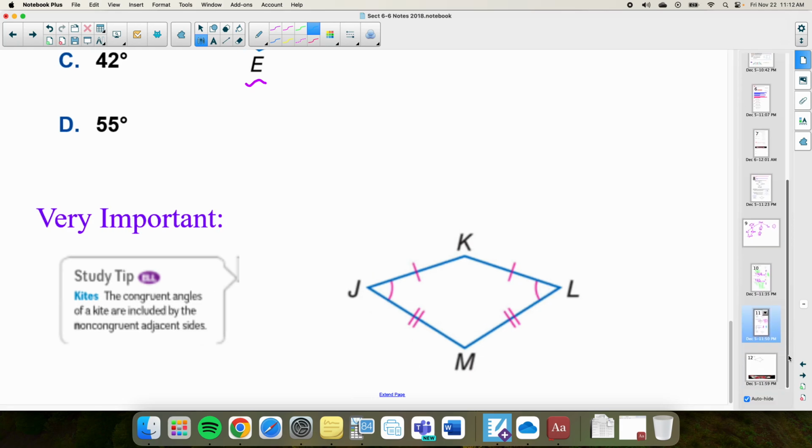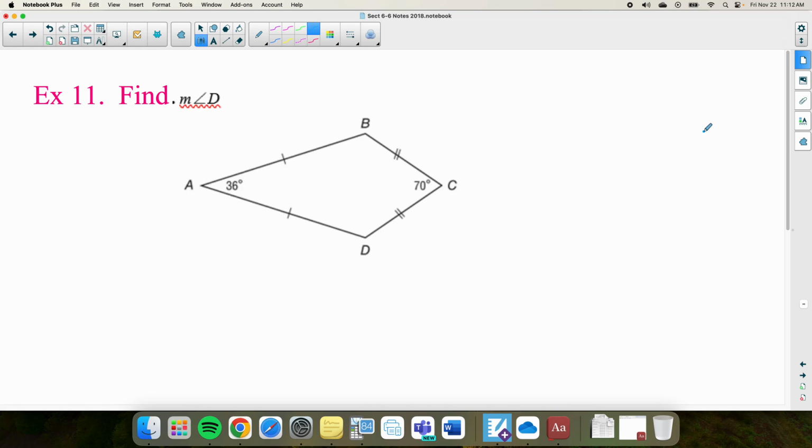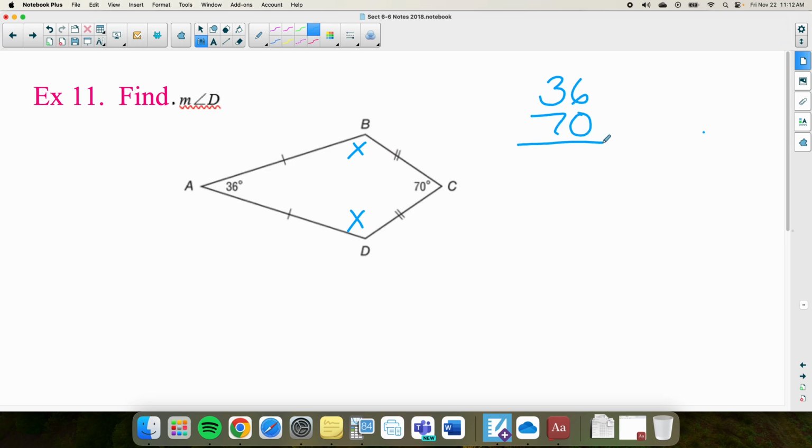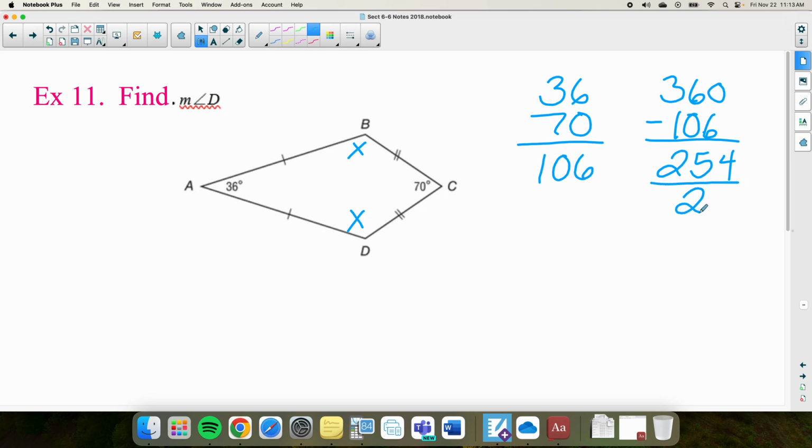Then if we go to our last page here, what do I know about angle B and angle D, Anna? They're the same. So I would go 36 plus 70, which is 106. And then if I want to do it the shortcut way, this is how I would do it. I would take 360 minus 106, which is 254. And then I would divide that by 2 to find what one of them is, which is 127. Does the shortcut way make sense to you guys?